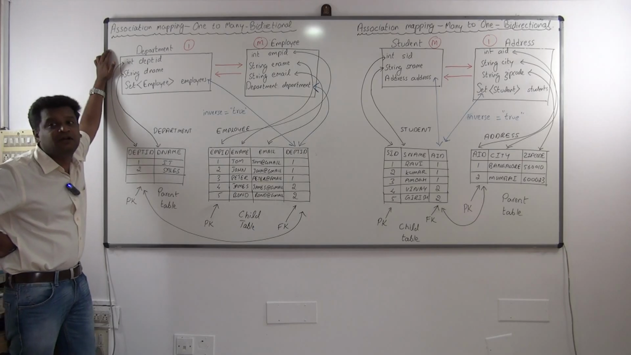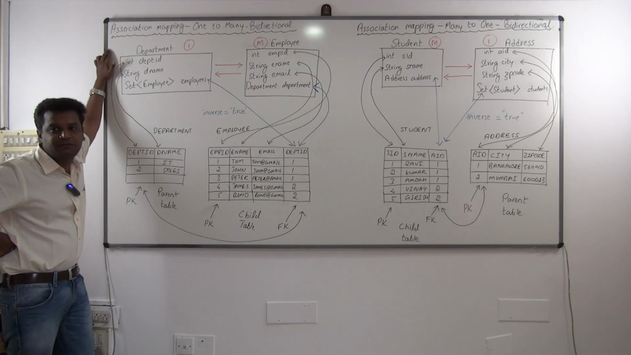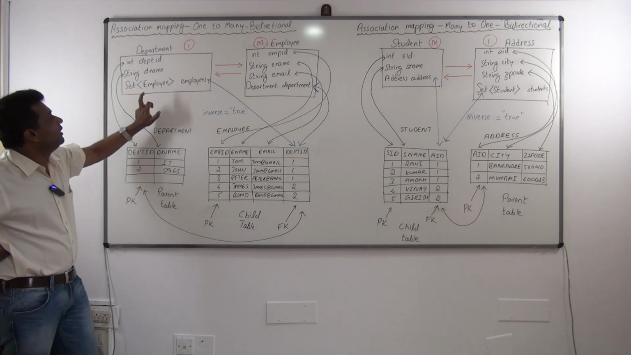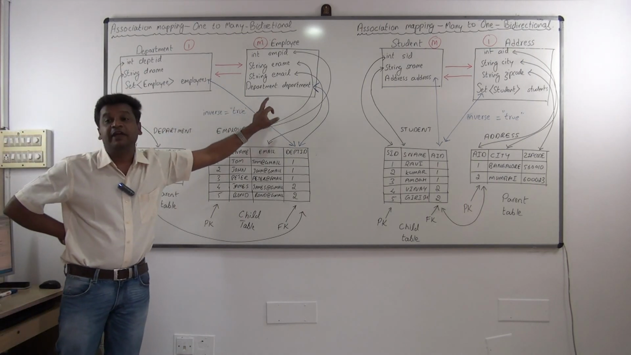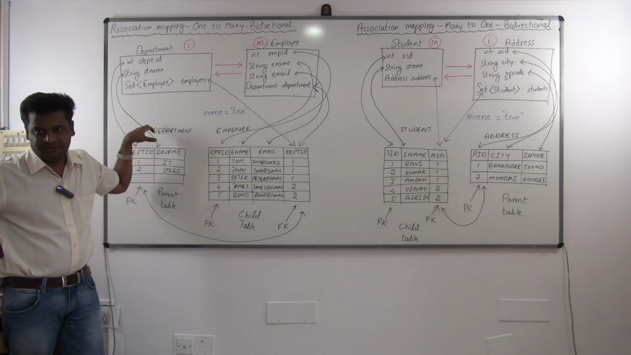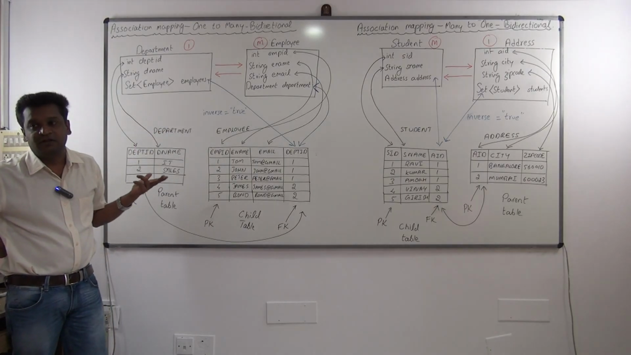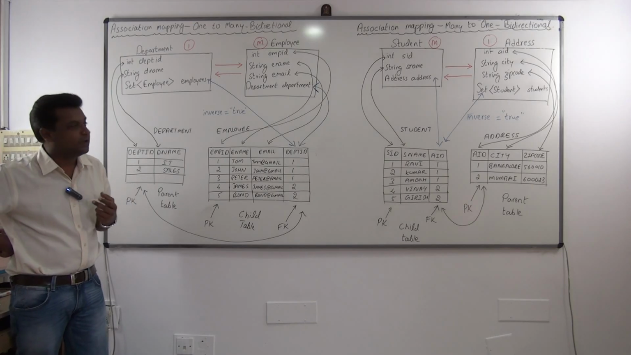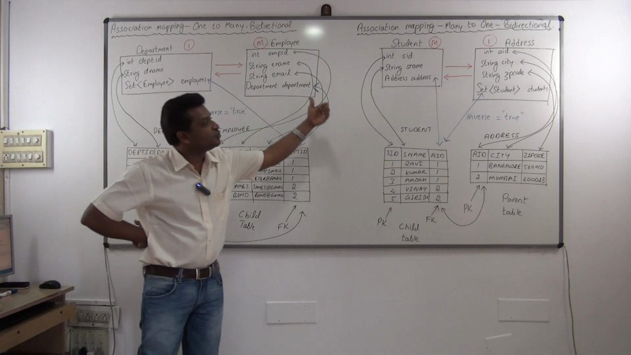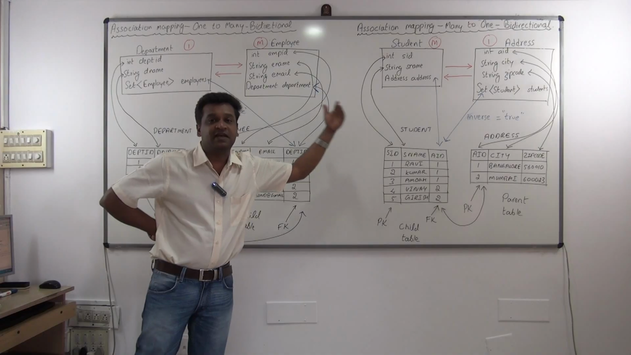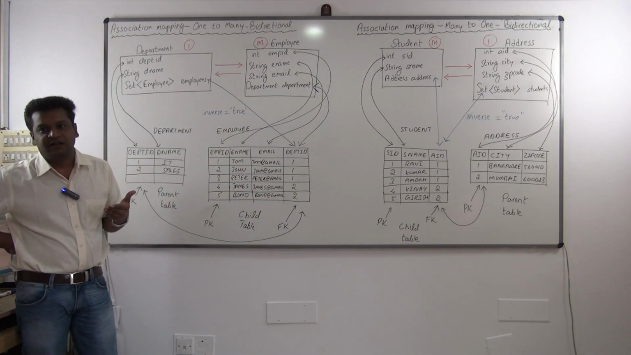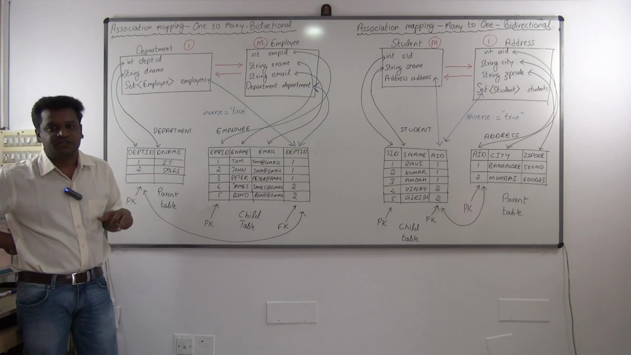So we are just understanding all the terminologies now. Association mapping is generally done when there is a has-a relationship. For example, department has an employee, employee has a department. When you have a has-a relationship, that is when you go for association mapping. Again, one more example: student has an address, address has a student. If you have a has-a relationship, then you go for association mapping.